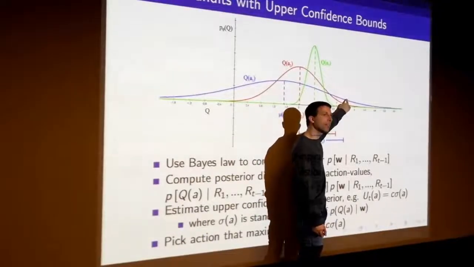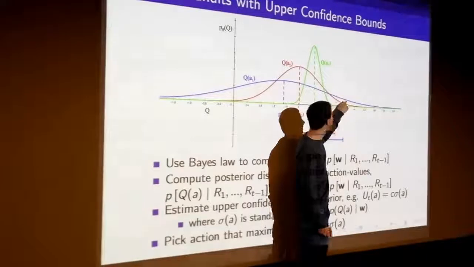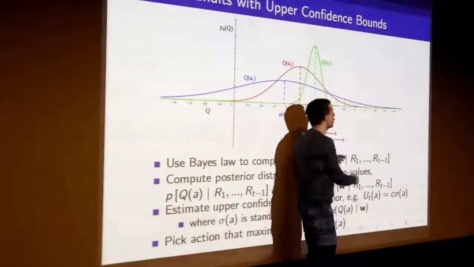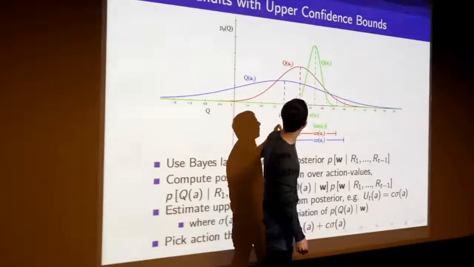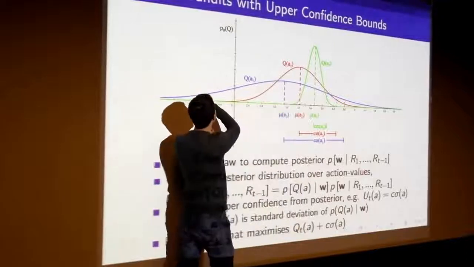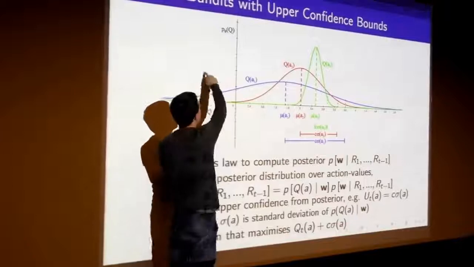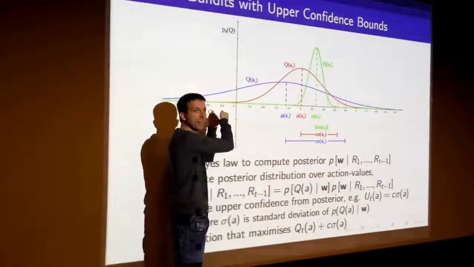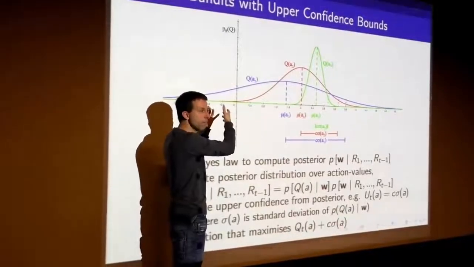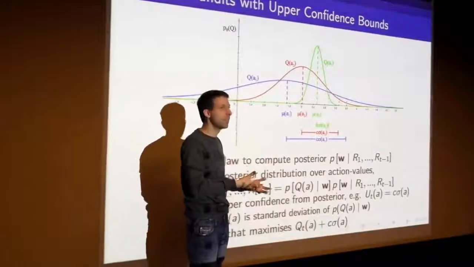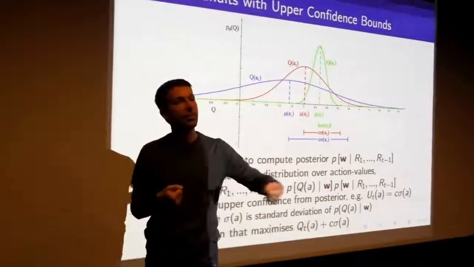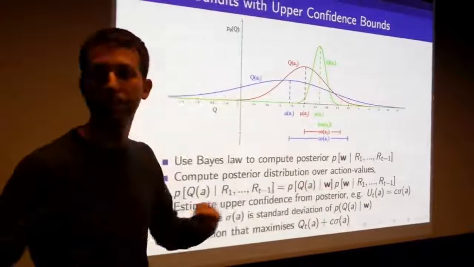It's fairly high. There's a good chance that blue will actually end up being the max because it has this big tail there. Whereas if you had something over here with a tight distribution, there's a very small chance that this thing could end up being the max, and so we would never pick it. So we pick things in proportion to the probability that they could be the max, and that encourages us again to be optimistic in the face of uncertainty.